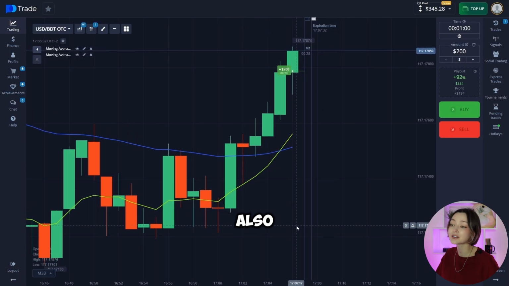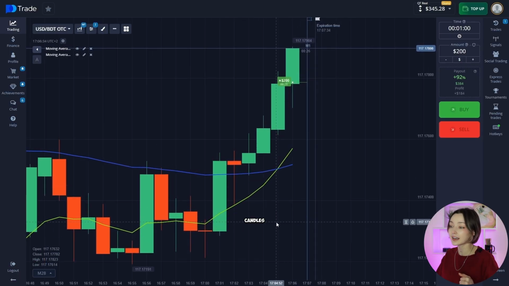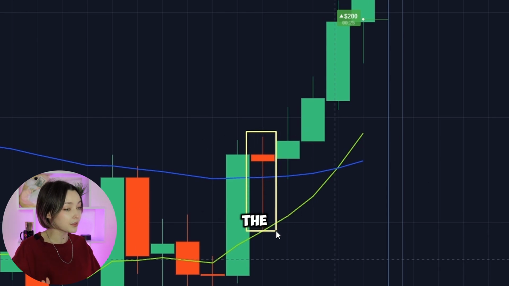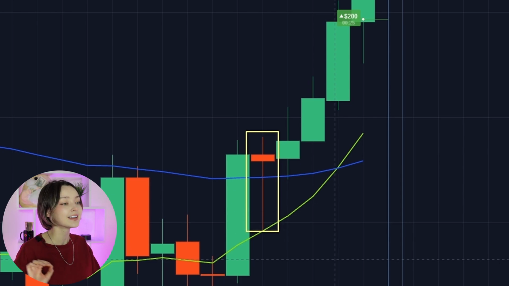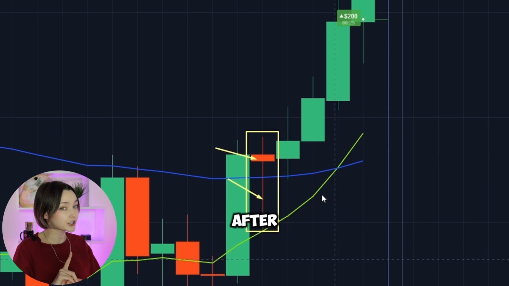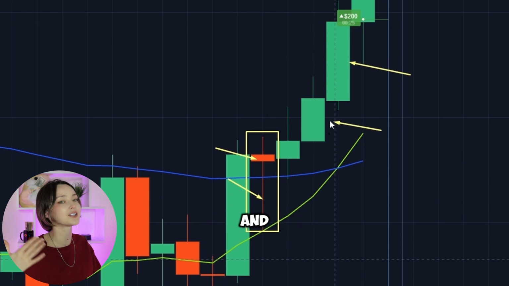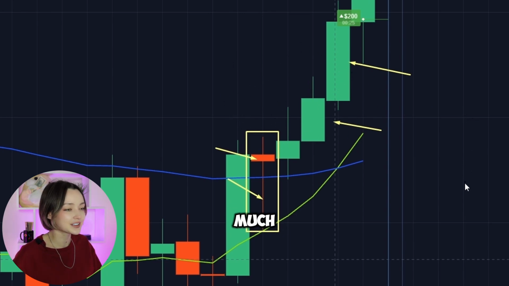And of course, we should also look at the candles. Among the candles here, I can see a particular candle called doji. It has a large shadow at the bottom and a small body. This candle shows us that the buyer dominates here in this area. If we look at the candles that appeared after that, we can see that these candles were actually dominated by the buyers as they are momentum and full body candles. Let's see how our trade goes. Not much time left.